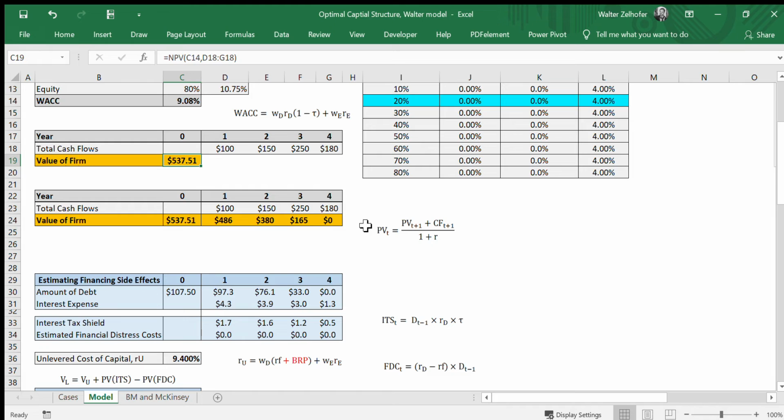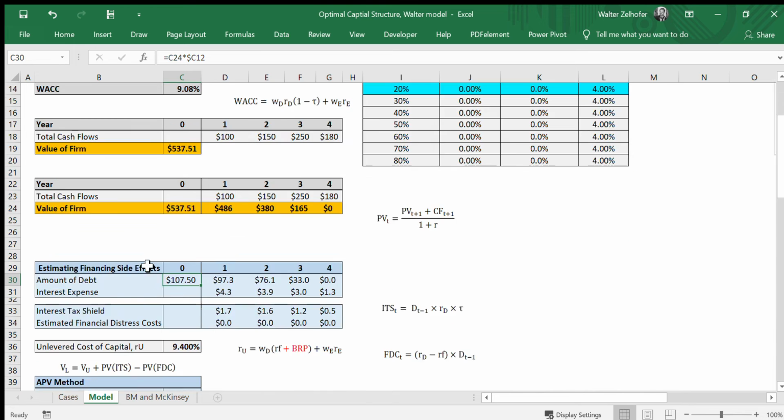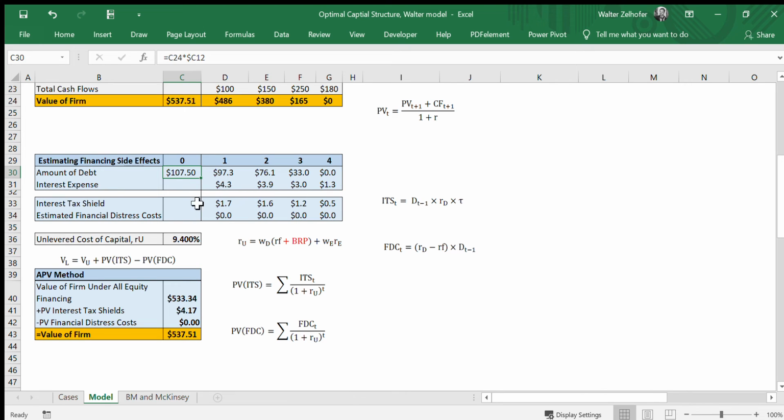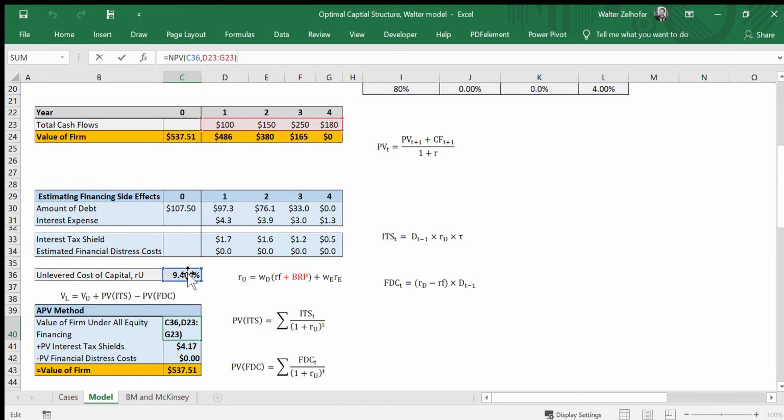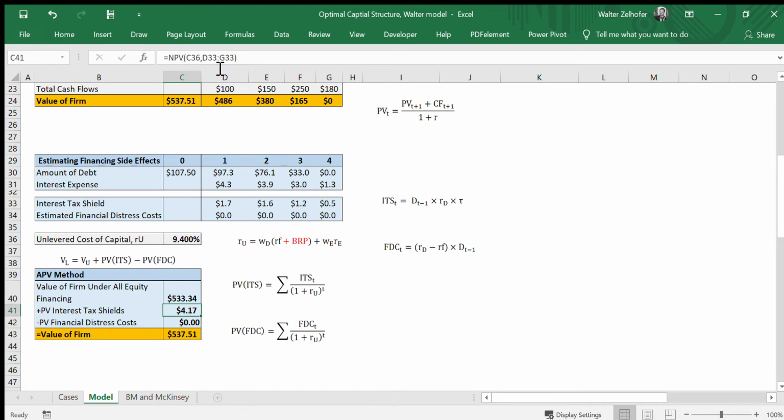Here's the recursive model that estimates the value of the firm at each individual point in time, which allows us to figure out how much of the company is financed with debt at each point in time by multiplying the firm value by the weight in debt. Okay, so we can estimate our interest expense, our interest tax shields, the unlevered cost of capital, and then we can apply the adjusted present value method, which takes the value of the unlevered firm, VU, assuming all equity financing. The way that we do that is we discount the cash flows at the unlevered cost of capital. We add the present value of the tax savings due to the interest expense write-offs, and we're assuming that there are no financial distress costs.